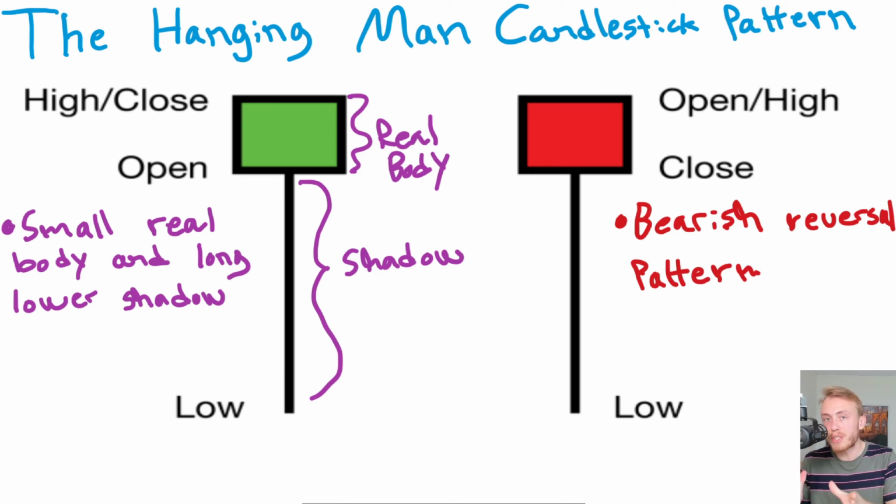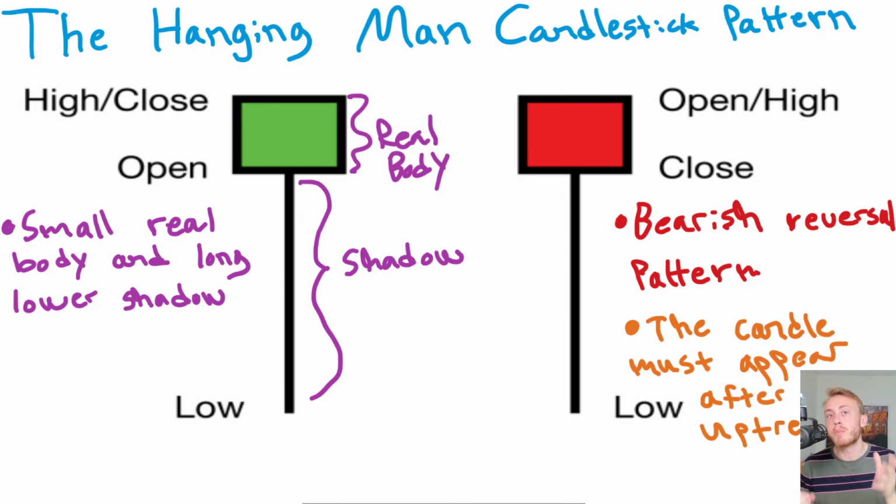And by bearish, we basically mean that the hanging man pattern indicates a potential reversal to the downside and not the upside. So the hanging man can act as a warning sign that the uptrend might reverse. And this leads us to the next point here, and that is the hanging man candle must appear after an uptrend. So let's take a look at an example of a valid hanging man.